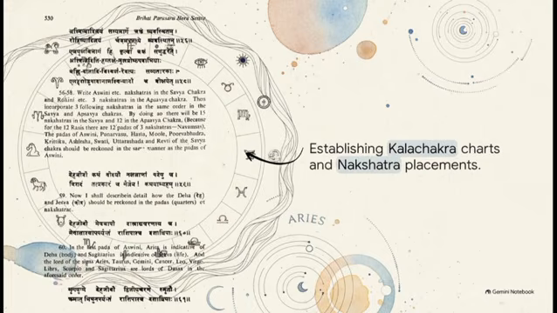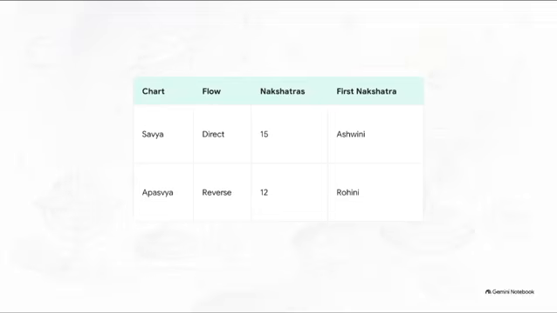Starting from the second apartment in each chart, we fix the signs, beginning with Aries. Once those signs are locked in, the text guides us to incorporate the specific nakshatras, the lunar mansions, into this matrix. This is literally how the cosmic wheel of time is established mathematically on paper. The allocation instructions for these nakshatras are extremely specific.